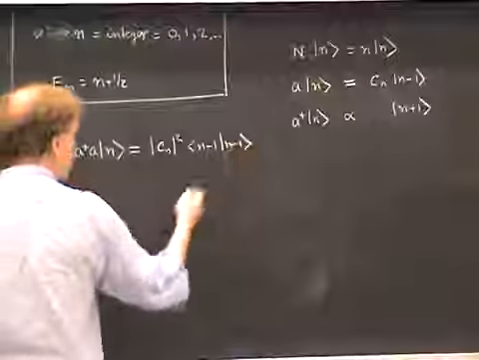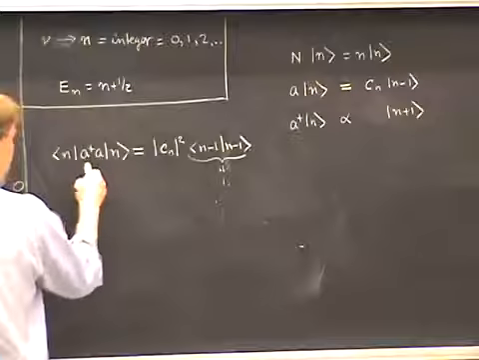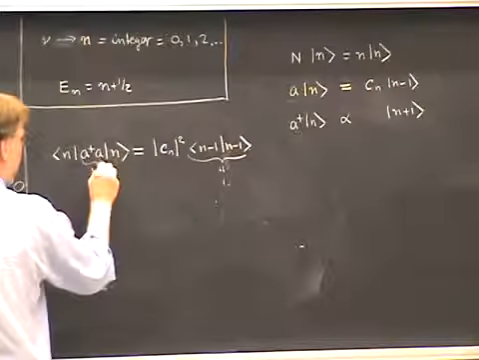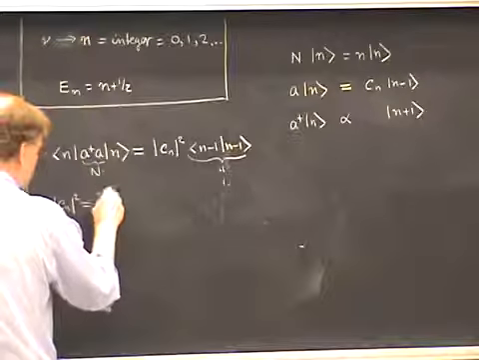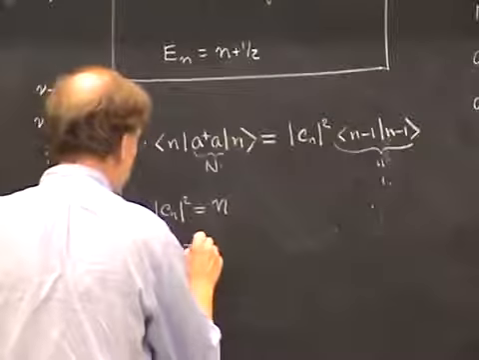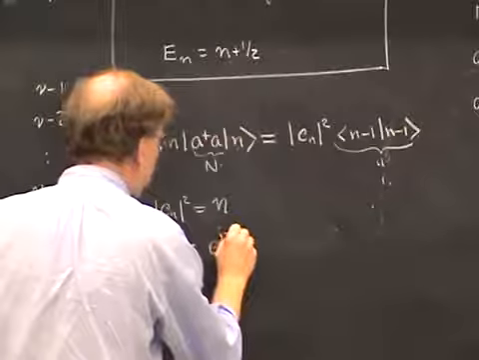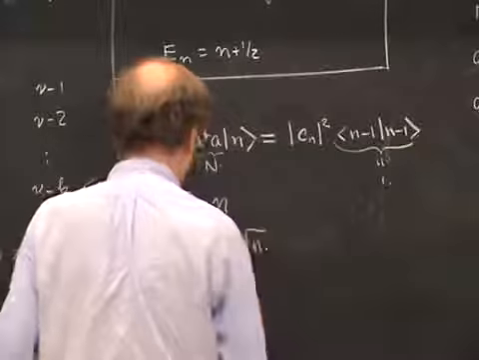But we're assuming these states are normalized, so that norm is equal to 1. On the left-hand side, we have the number operator in the middle here. And the result is that Cn squared is equal to n, just upon the number n. And therefore, Cn is equal to a phase factor e to the i alpha n times the square root of n. Like this.